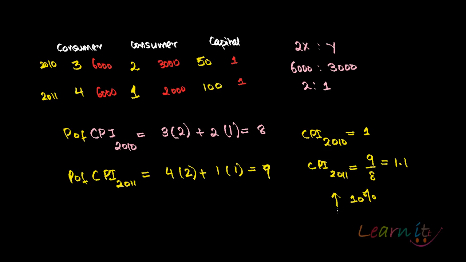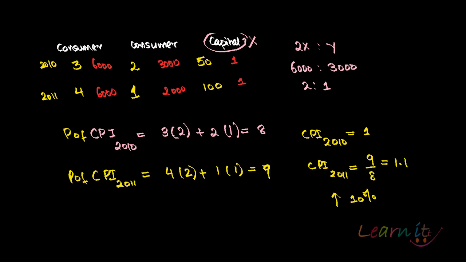So this is the way you calculate consumer price index. In this recording, I haven't told you much about what exactly is consumer price index, how it is different from GDP deflator. This is a very simple example just to tell you how you calculate consumer price index. And note that you have not included the capital good while calculating consumer price index. You are just calculating the basket of consumption goods.